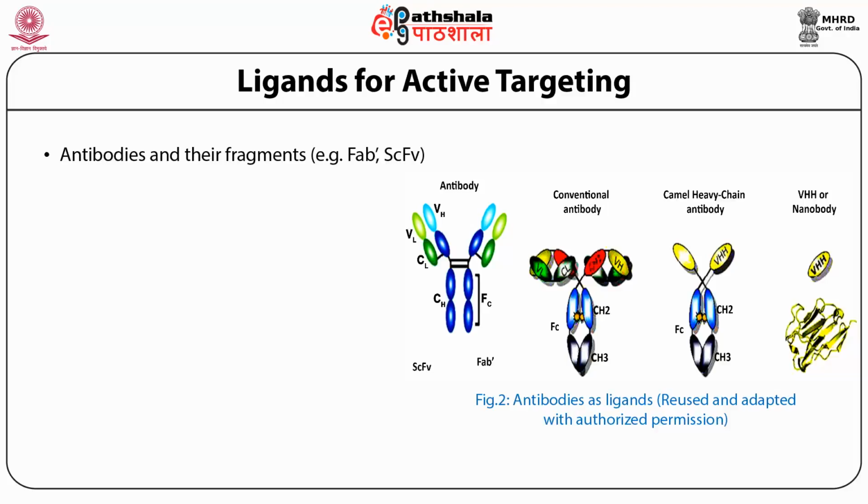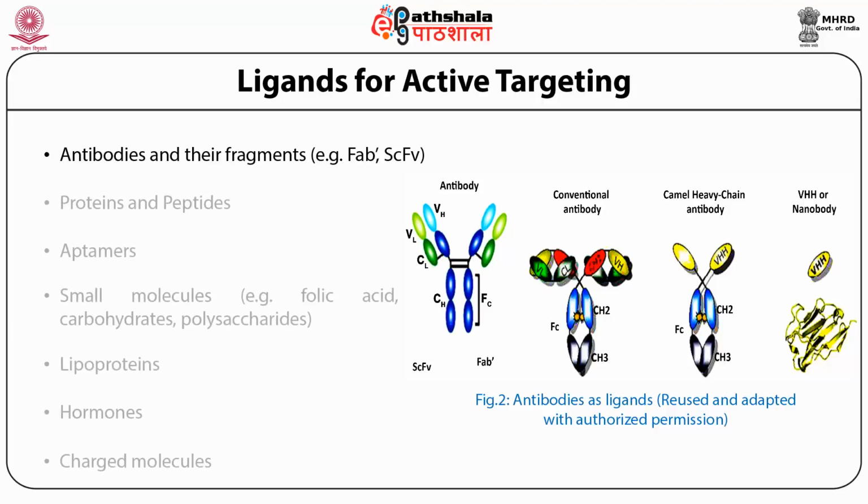Another example of the ligands used for drug targeting is proteins. These ligands are endogenous proteins which selectively bind to specific membrane-bound receptors present on the cells. However, the limitations of such ligands are immunogenic reactions and off-target adverse effects.